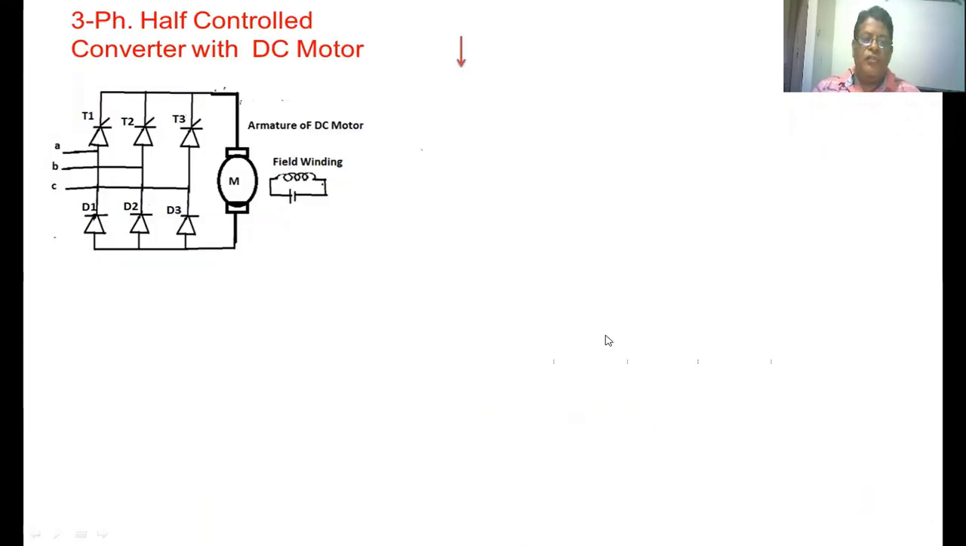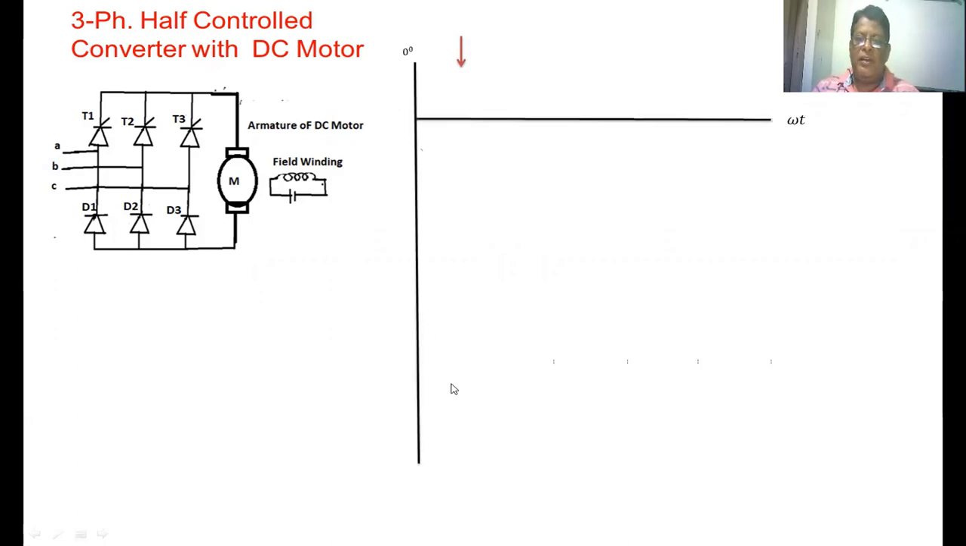In the last class, we already saw the circuit diagram for the three-phase half-controlled converter with a DC motor: T1, T2, T3, D1, D2, D3. So to develop the output voltage waveform for this circuit, we have taken alpha equal to 90 degrees. First of all, we have to represent the six line voltages. At 0 degree, we have taken one vertical line. This is the x-axis. On the x-axis, we have taken the angle.